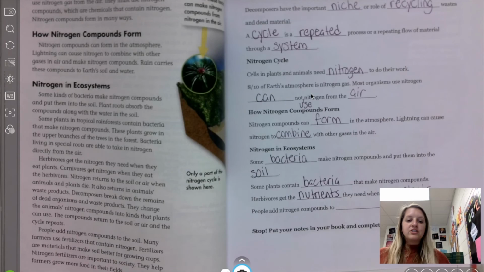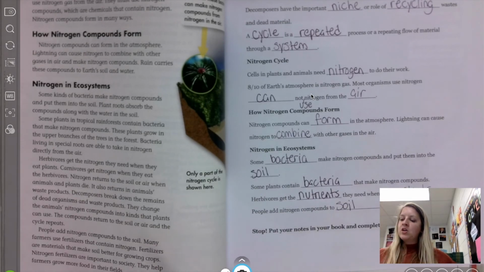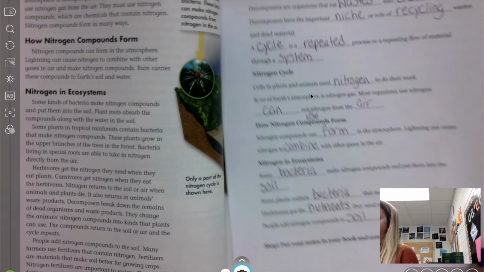People add nitrogen compounds to the soil. And again, that helps it grow. So many farmers use fertilizers that contain nitrogen. Fertilizers are materials that make soil better for growing crops. Nitrogen fertilizers are important to society. They help farmers grow more food in their fields.